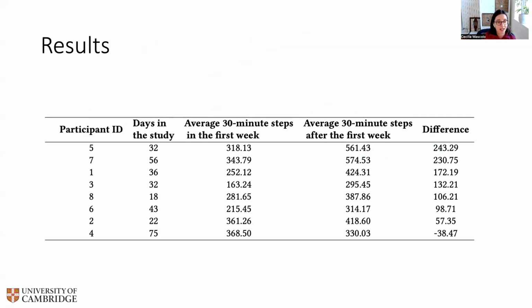Did it work? This is the ranking of participants for which the application worked and didn't work, with the days in the study, many days for some of the participants, and the difference in number of steps. For some participants, 5 and 7, this worked. They really increased the number of steps. For some, it didn't, but this was the longest lasting participant in the study.